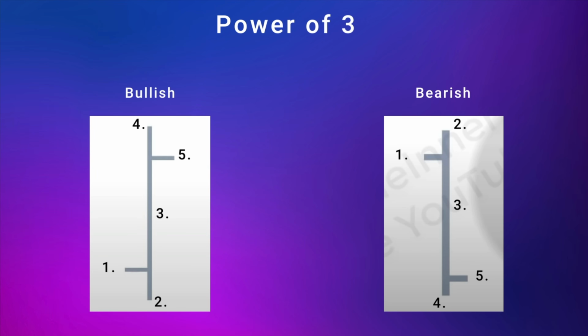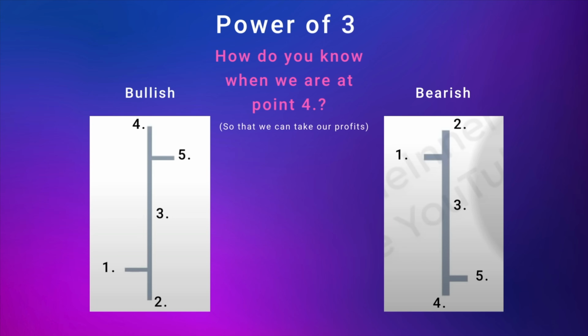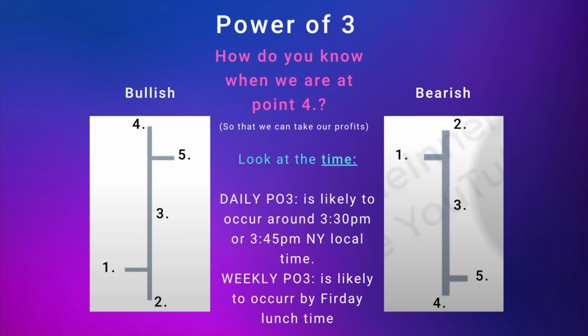Now, guys, we have here the bullish and the bearish power of 3, and we can really compare the movements. How do we know when we are actually at point number 4? Because we have seen point number 2 is somehow close to the opening of that specific day, but how do we find point number 4, and so the right moment to actually exit our trade so that we can take our profits? Everyone wants to maximize their profits, so it's important that we focus on knowing when to exit that specific move. Well, what we're going to be looking at is time.